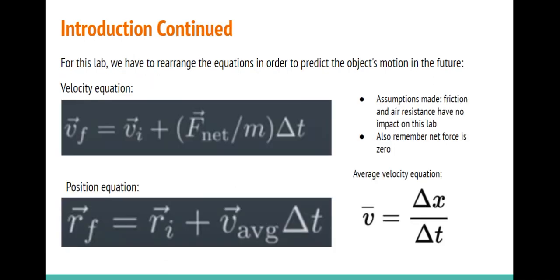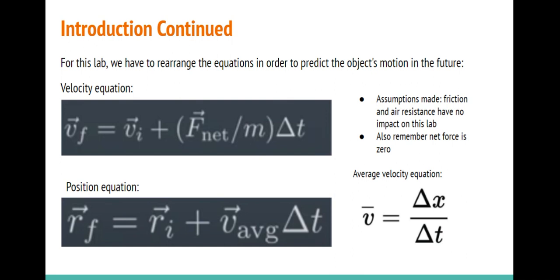On this slide, I included crucial equations that were used in this lab, not only on Tracker, but also for GlowScript. The velocity and position equations are both heavily based in Newton's second law of motion. These were both used to predict the motion of our object in the lab. As you can see, they help find final velocity and final position. For the velocity equation, the components include initial velocity, net force, mass, and delta t. For the position equation, it utilizes initial position, average velocity, and delta t.